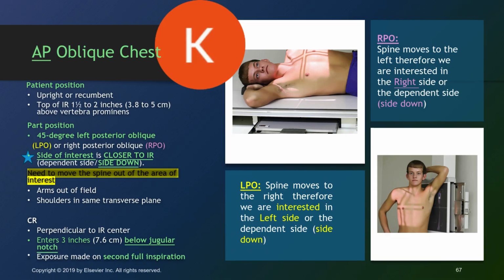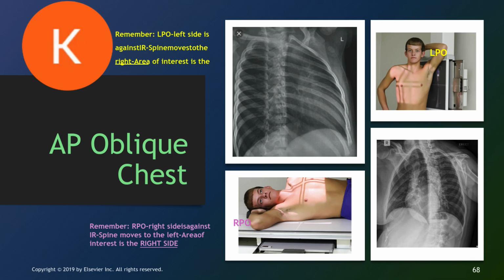Top picture here shows a patient in a RPO. The spine moves to the left. Therefore, we are interested in the right side or the dependent side, the side that is down. The LPO, the spine moves to the right. Therefore, we are interested in the left side or the dependent side, and the side is down.